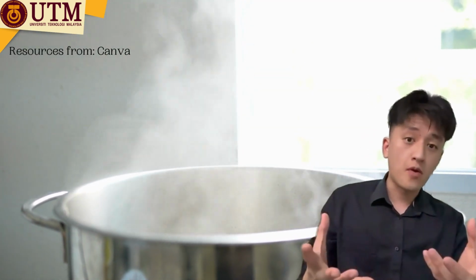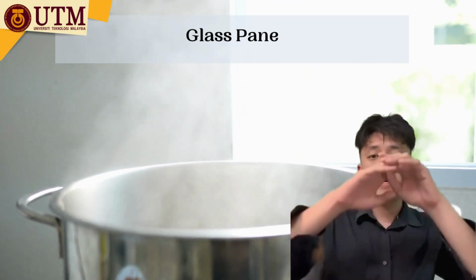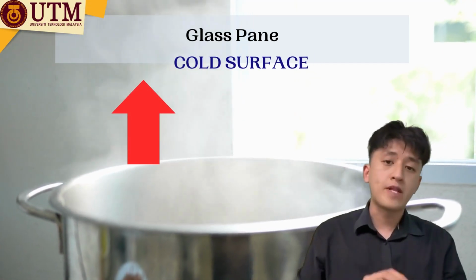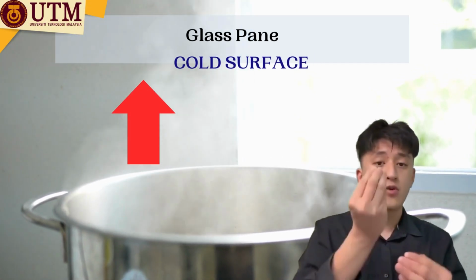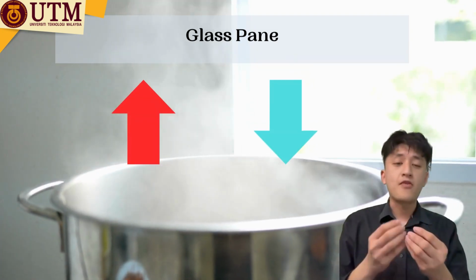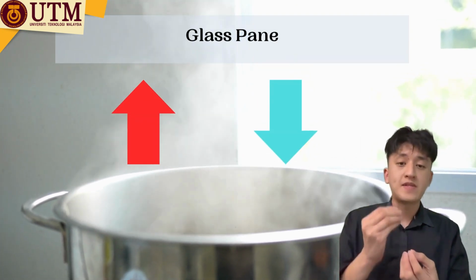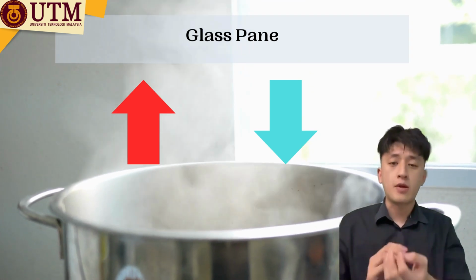Now, imagine you are going to make a cup of coffee, so you need to boil the water. We are going to put a piece of glass plate on top of the open boiling water. The hot steam evaporated from the boiling water will then touch the cold surface of the glass plate. This phenomenon will force the hot steam to condense, and the condensate will fall back into the boiling water.